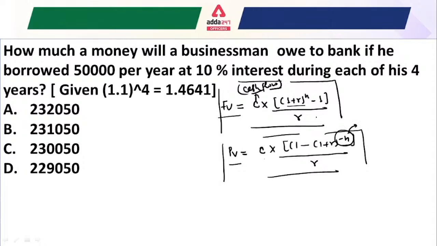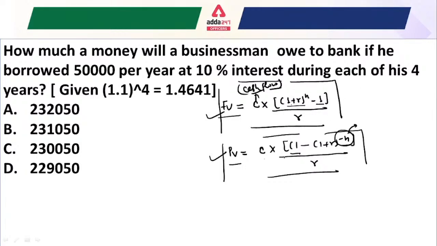In the future value, the 1 is with a negative figure, so in the present value the 1 is a positive figure, and 1 plus r to the power n is with a negative figure, and it is to the power of minus n. So this is the basic difference between the future value of the ordinary annuity and the present value of the ordinary annuity. I hope it is now clear for everyone, right?